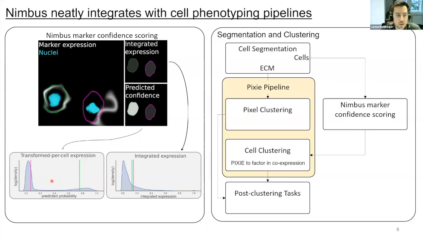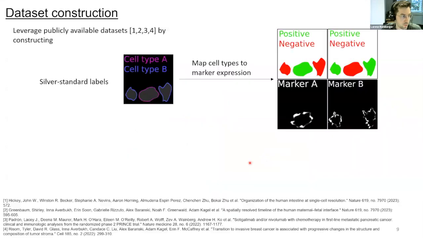So where does it fit into the pipeline? You heard that after normalization, the first step is the cell segmentation step. And then you can take the cell segmentation mask and the marker channels, apply the Nimbus marker confidence scoring, and then you do cell clustering based on the Nimbus predicted confidence scores with, for example, Pixie or other tools.